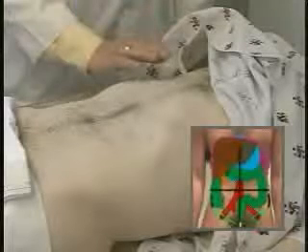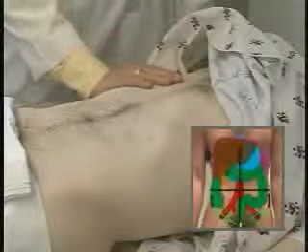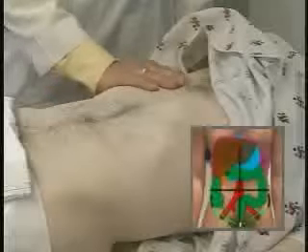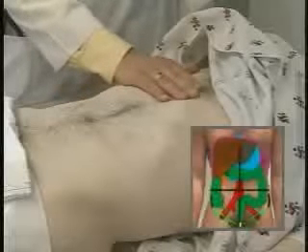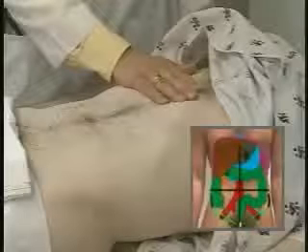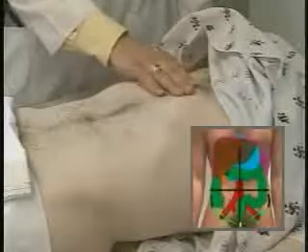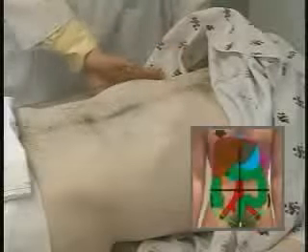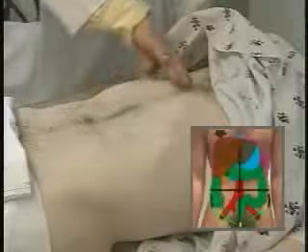Now I'm moving to the right lower quadrant. And the left lower quadrant. And the left upper quadrant. You need to listen until you hear bowel sounds.